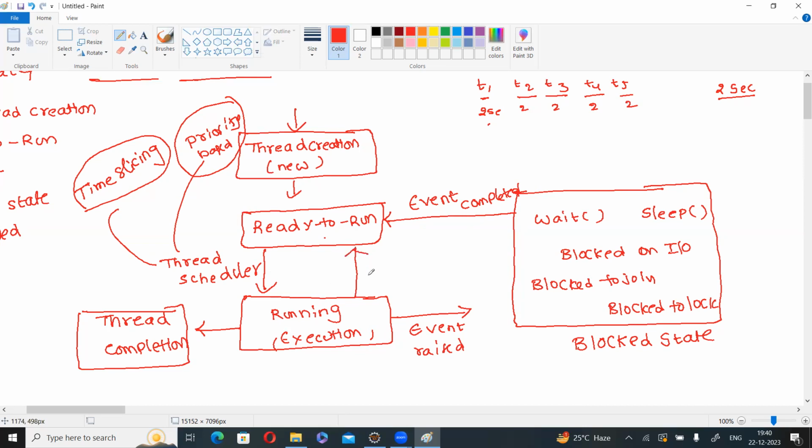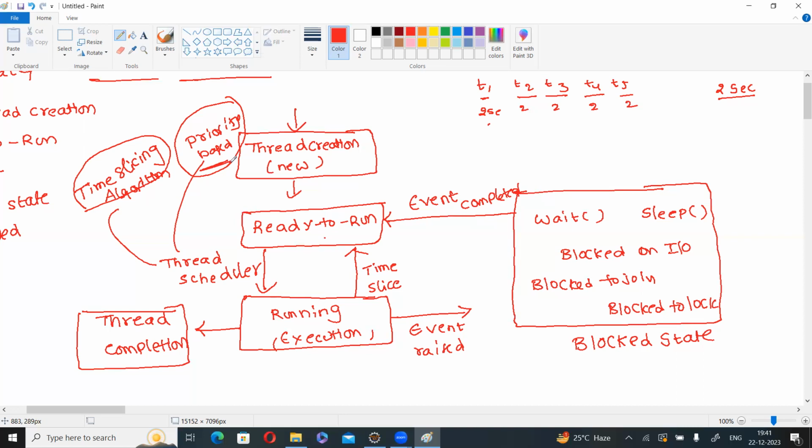Once the time slice is completed, again it moves back to the ready state. So by default, the thread scheduler uses time slicing algorithm. Time slicing algorithm is the default algorithm. Or else it uses priority based algorithm.